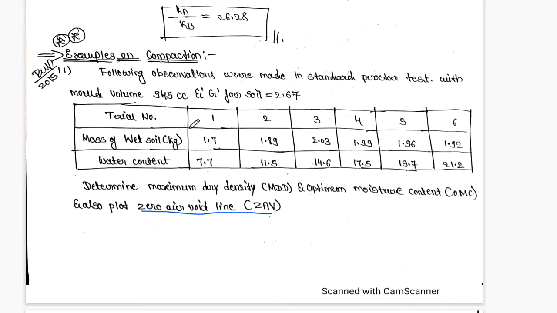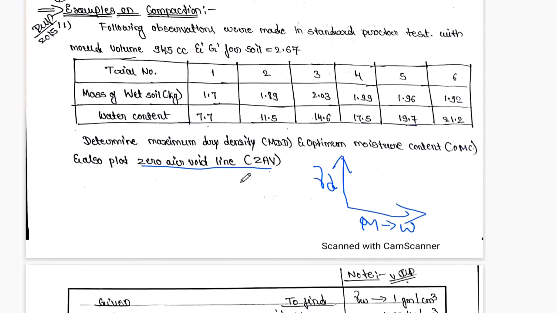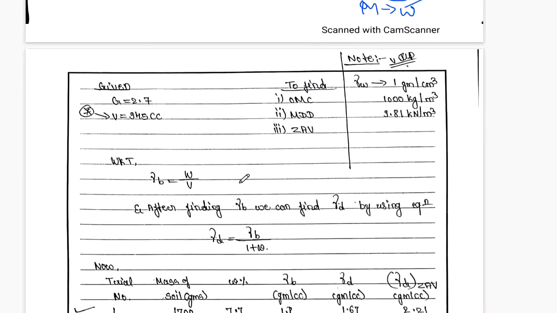So for this purpose, to determine the maximum dry density and optimum moisture content, I have to plot the graph. On the x-axis I have to mark the water content or moisture content, and on the y-axis I have to mark the dry density. For that purpose I need to calculate the dry density. The water content I have, so I need to calculate the dry density. So I will just plot the table. G is given in the problem.